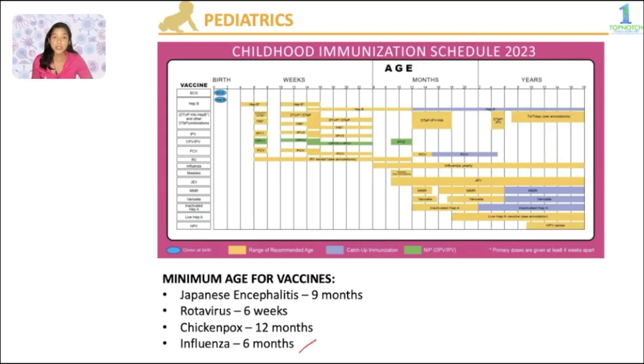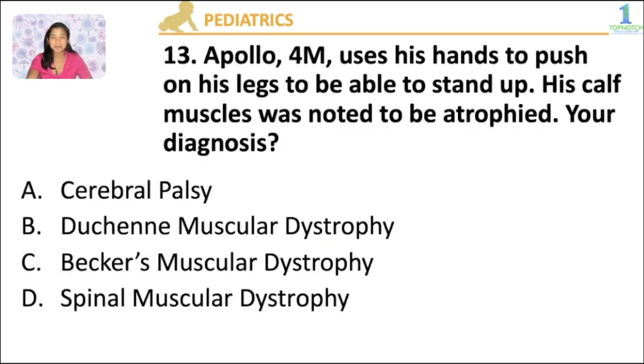Now, what are some other minimum ages for vaccines that we need to remember? The Japanese encephalitis, we can only give at 9 months. Rotavirus at 6 weeks, and chickenpox or varicella at 12 months. So with the childhood immunization schedule, we just have to keep looking at it again and again and again, and just remember the exceptions. Unfortunately, I don't have a mnemonic to really help memorize a childhood immunization schedule other than just keep looking at the schedule until it eventually sticks to your brain.